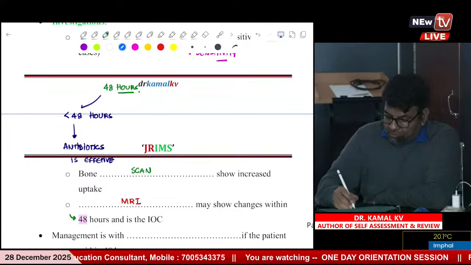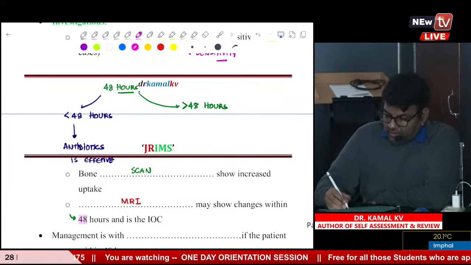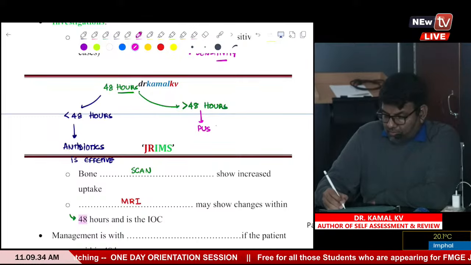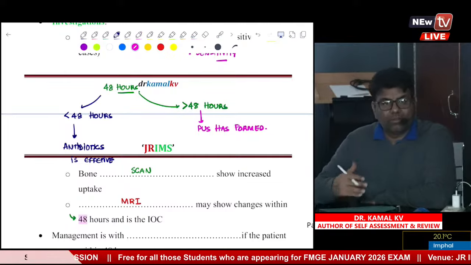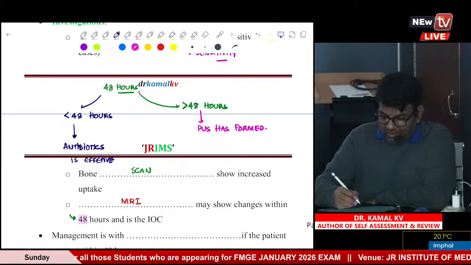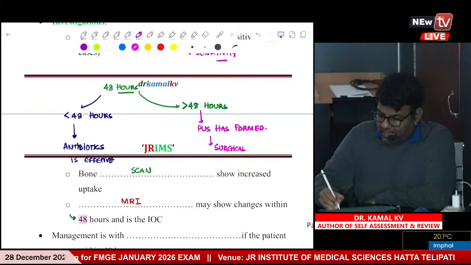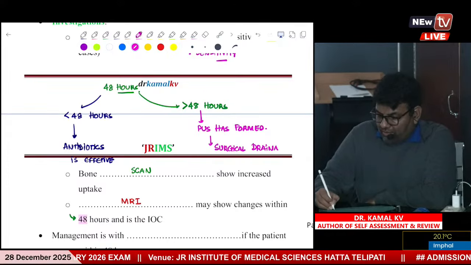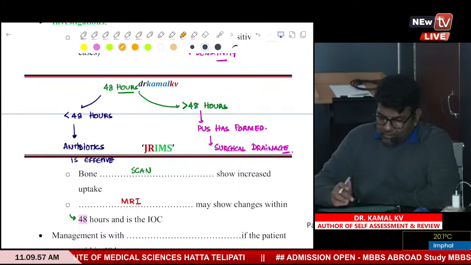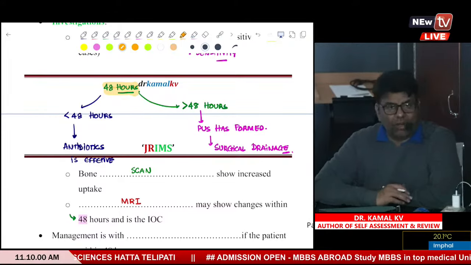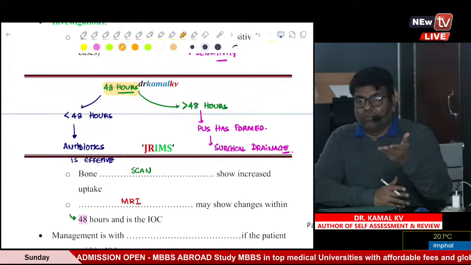But if the patient is presenting to you after 48 hours, then what happens? Pus has formed, and once the pus forms, what is your management? Antibiotic or surgical? Very good. So we need to go for surgical drainage. Yes, in soft tissues we do incision drainage. So therefore this period is very valuable for us, because it guides us as to the approach for management.